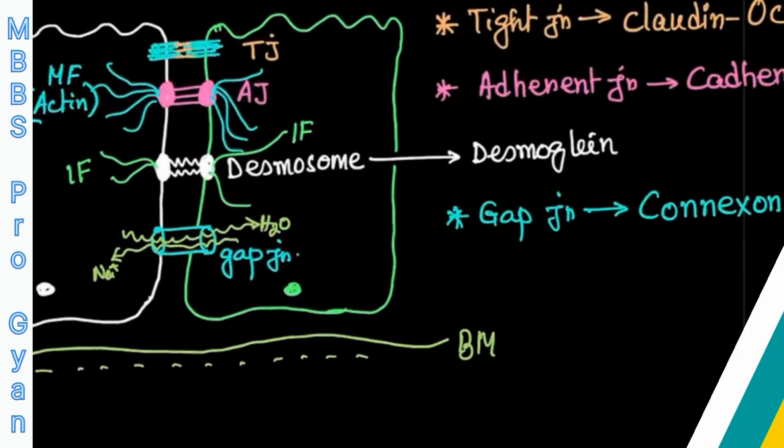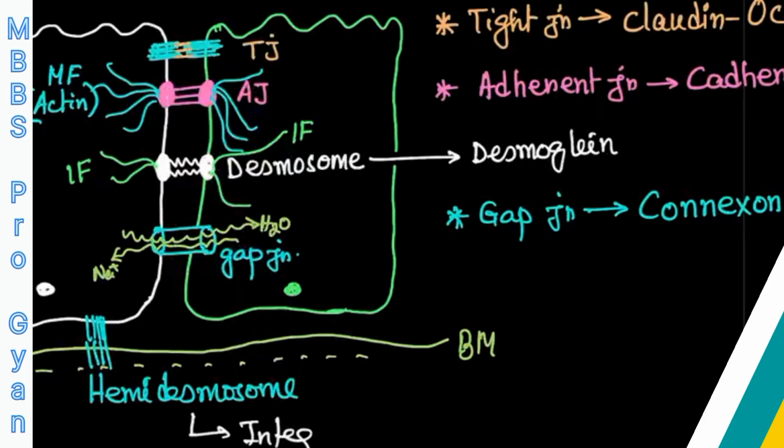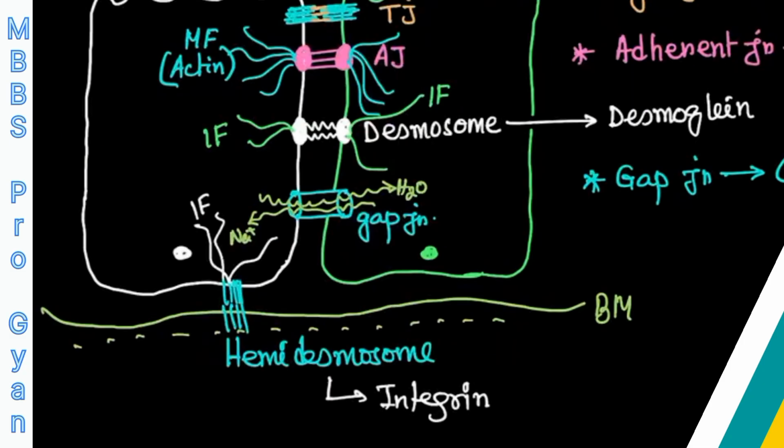Now, if we look at cell to basement membrane interaction, you have to remember there is one junction which is known as the hemidesmosome. The hemidesmosome is formed by a protein which belongs to the integrin family of proteins, and it is connected intracellularly with the intermediate filament, like the desmosome. So the desmosome and hemidesmosome are both connected with the intermediate filament intracellularly. There will be a hemidesmosome here also.